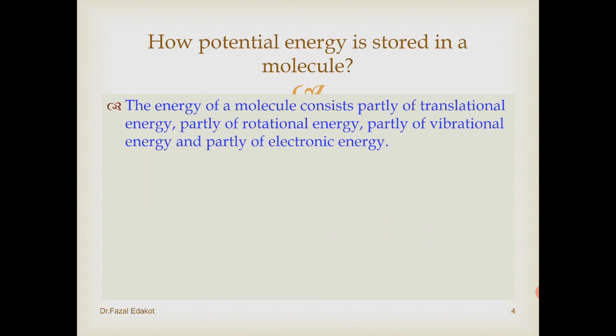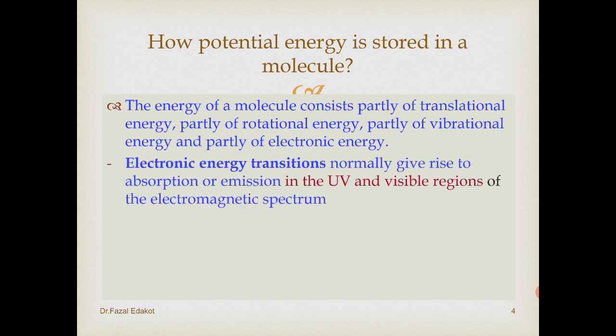It will be encashed in terms of translation, vibration, rotation. Within the molecule, actually a part of the molecule will absorb that energy. That part is nothing but the electrons. Electronic energy transition normally gives rise to absorption or emission in the UV and visible region of the electromagnetic radiation. If you take the electronic level, we'll be discussing that.